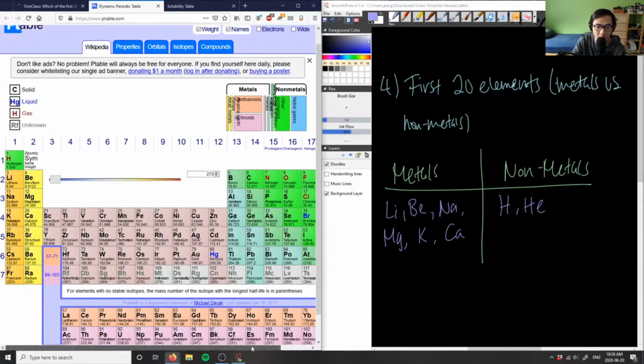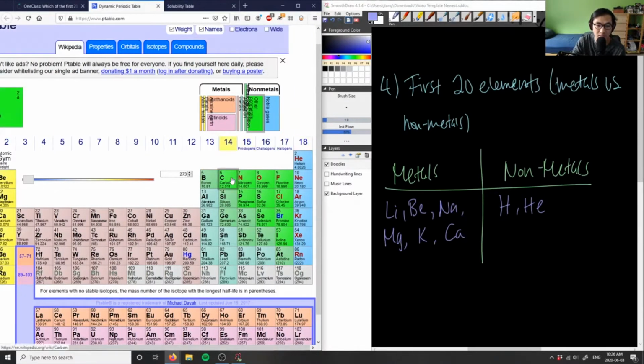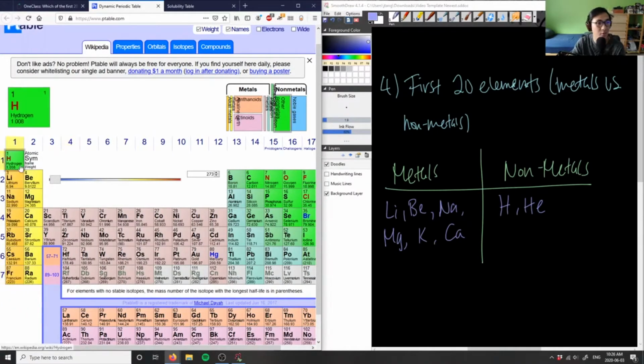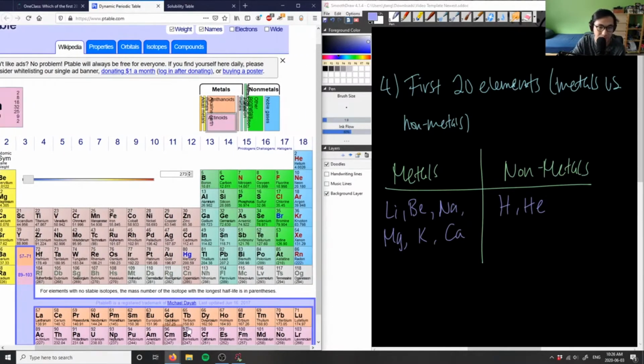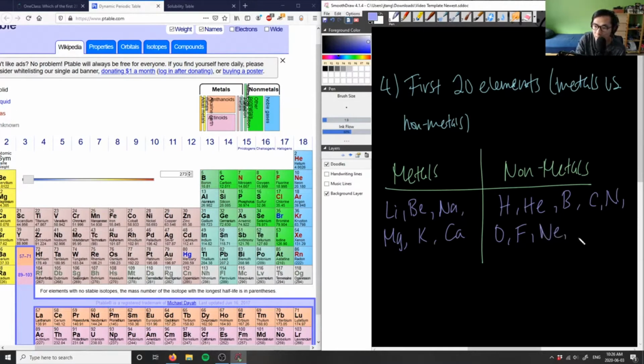And then everything else on this side of the periodic table is a non-metal here. And this is the exception to hydrogen. Here is the only exception, because this here is a non-metal. So hydrogen, helium, boron, carbon, nitrogen, oxygen, fluorine, neon, and then aluminum, silicon.